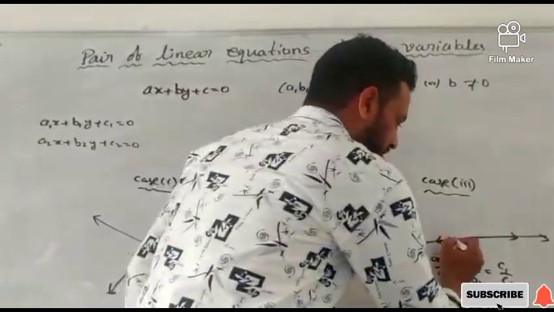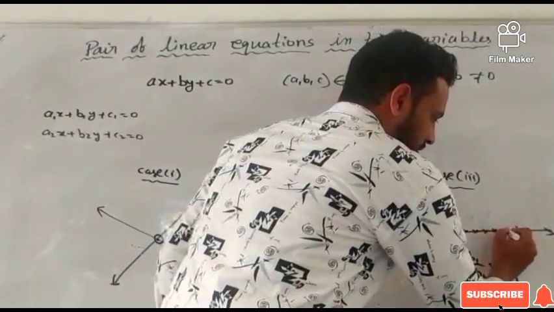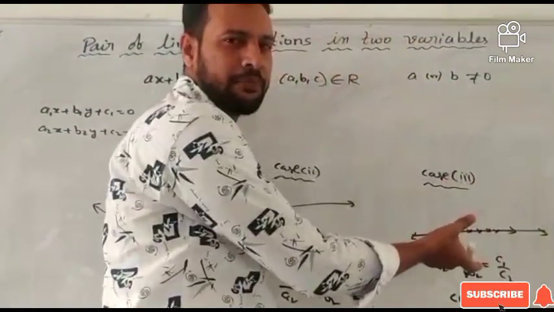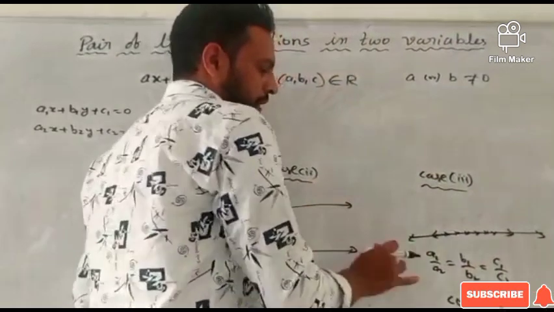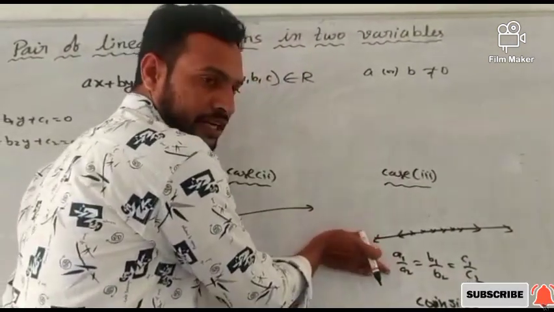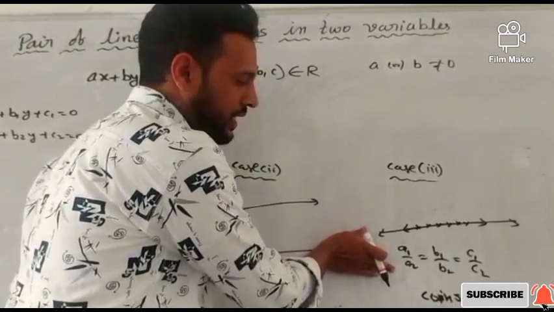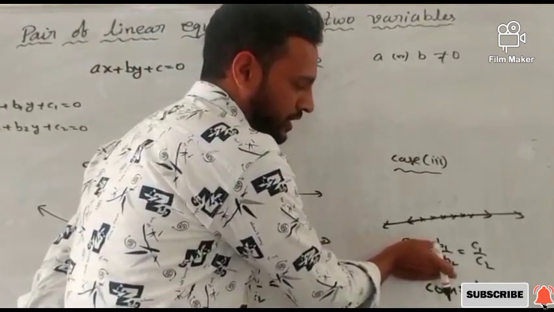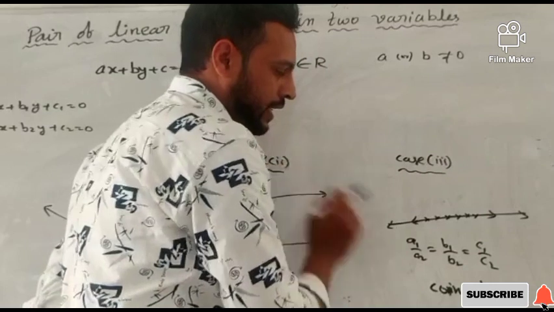Okay. So here how many solutions are there? See here, all these are solutions, common points on both the lines. In general, both the lines are same. So if a1 by a2 is equals to b1 by b2 is equals to c1 by c2, then the given lines are said to coincide.